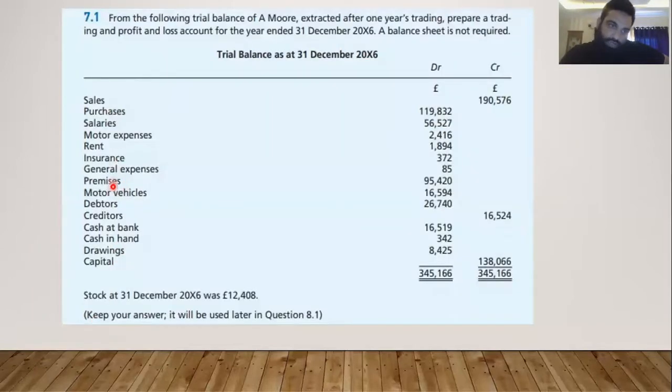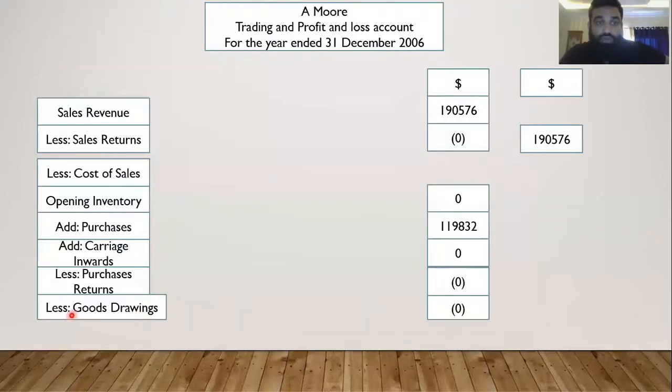So I'll go ahead and see if I have the drawings. If you see the trial balance, there are drawings written here, 8425. But this is not an adjustment. Like I said, we are not going to use this. We are not going to minus this. We are looking for goods drawings written somewhere after the trial balance. And there are no goods drawings mentioned in the adjustment. So therefore, we don't have any goods drawings to be adjusted. So I will minus nothing. I will just minus 0.